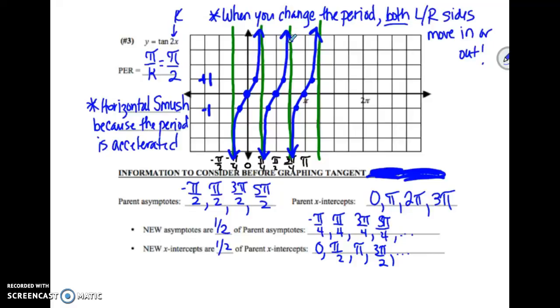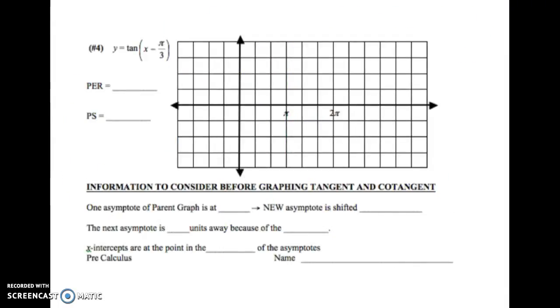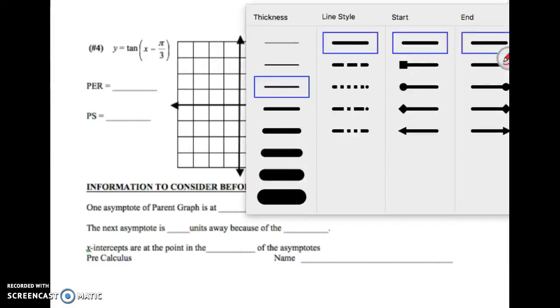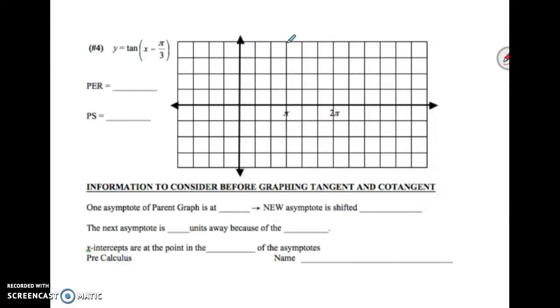Okay, so all of this information here is for this graph because we changed our period with a k value of 2. So really you should just think about where things are moving before you make your graph. Our last example, we don't have a change in period, but we do have a phase shift. So our period for this graph is still going to be pi, our normal parent period, but we have a phase shift of positive pi over 3, which is going to be to the right. Okay.